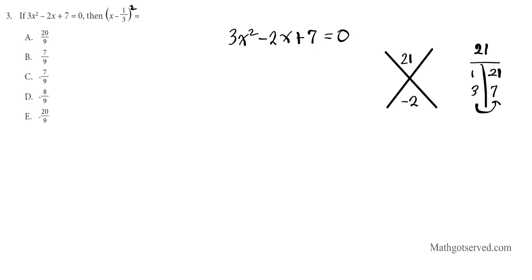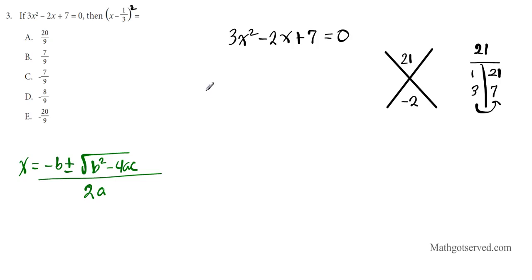So we're done. This is a prime quadratic, so I can't solve it by factorization. So I have to resort to what always works, which is the quadratic formula. x equals negative b plus or minus the square root of b squared minus 4ac, divided by 2a. If I get x by itself, I can hopefully find out what x minus 1/3 squared is. All right, let's do it.